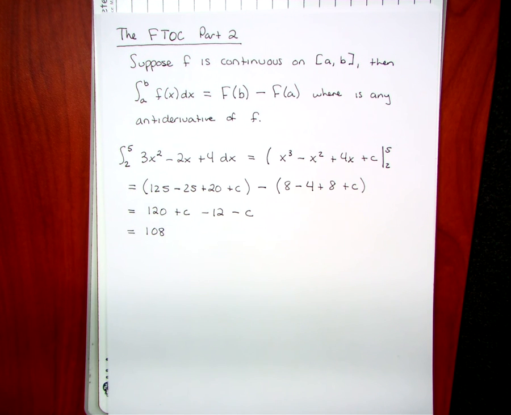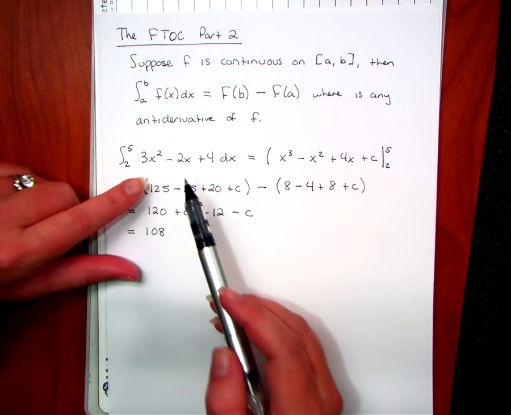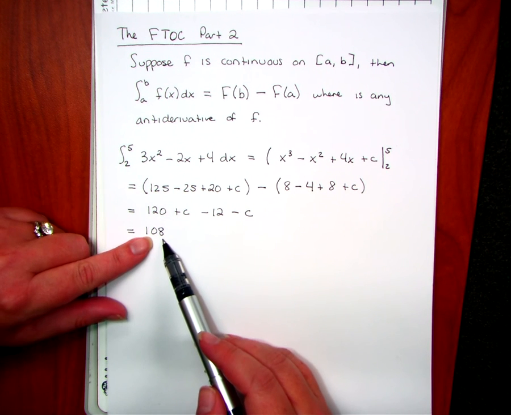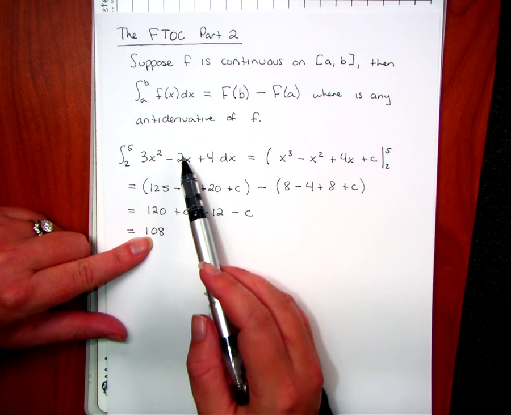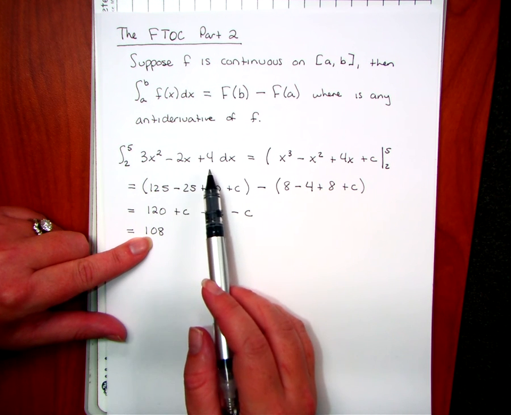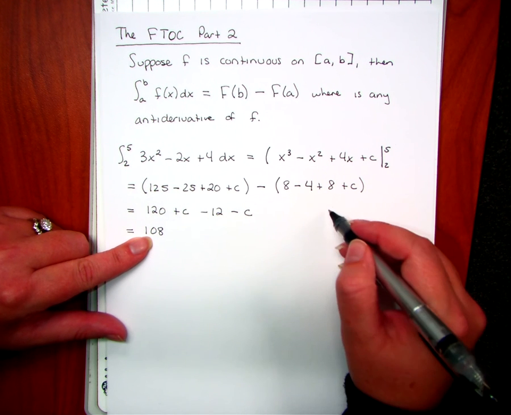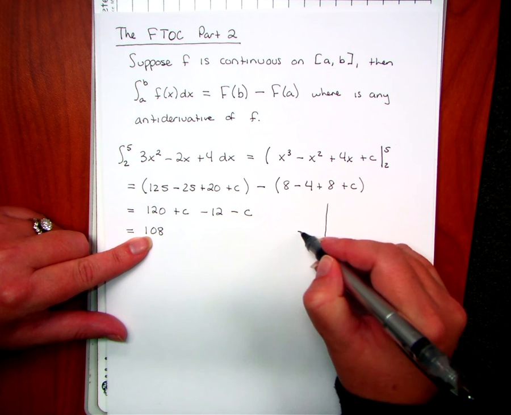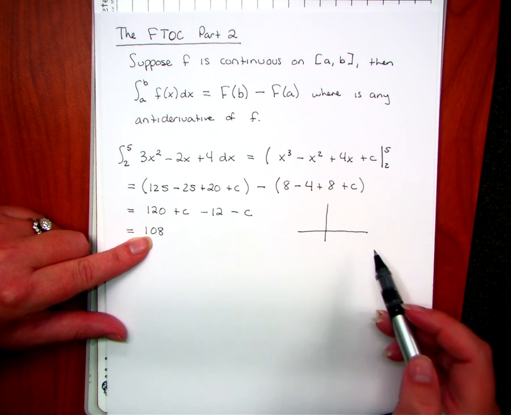We're getting a number. So what does that number represent? That number right here represents an area under this graph. If I were to graph 3x squared minus 2x plus 4, I'm not going to get the exact graph, I'm just making this up here.